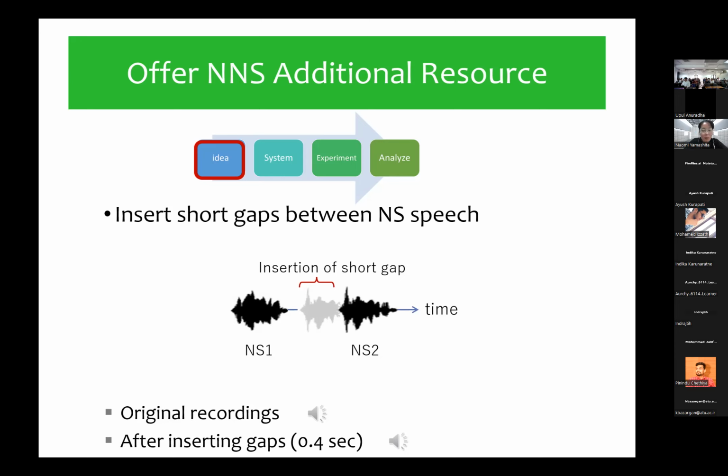Okay, so this was the original recording of native speakers talking, and I inserted 0.4 second gaps in between native speakers' speech, and I'm going to play it.